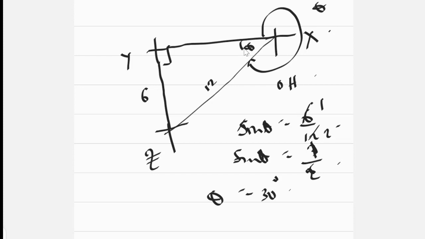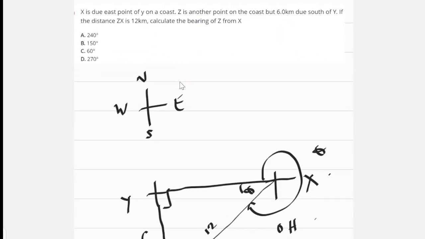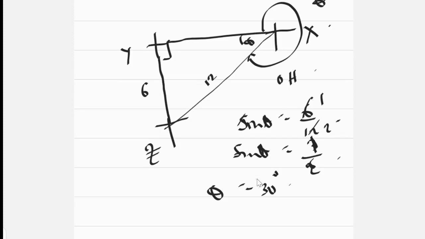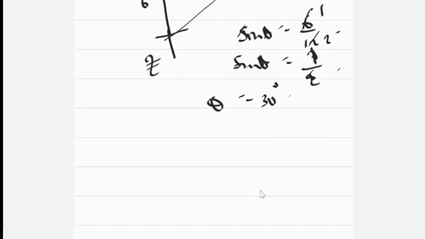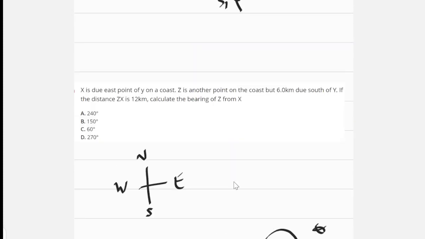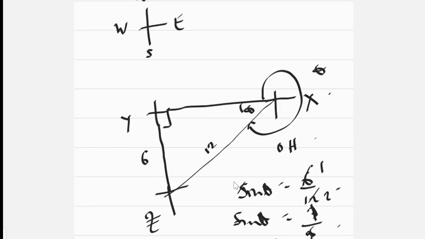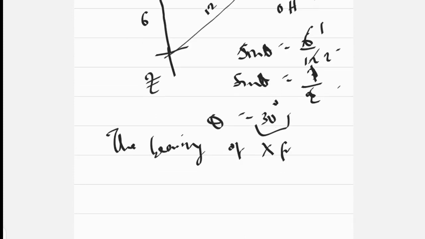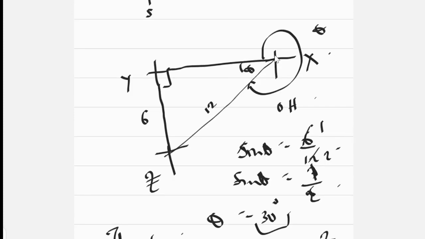But the question asked us to find the bearing of Z from X. So it means you are not going to take it. It is not 30. You know the bearing, it means you have to subtract the value we obtain here from 270. Since there are 3 quadrants before we reach X, refer to my videos on bearing of Z from X.